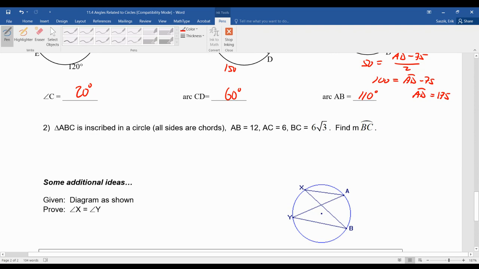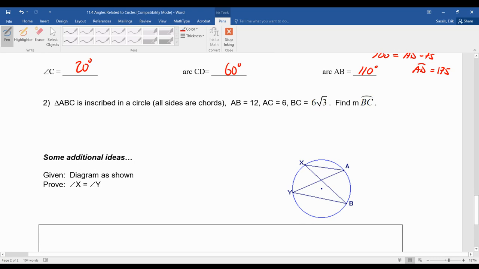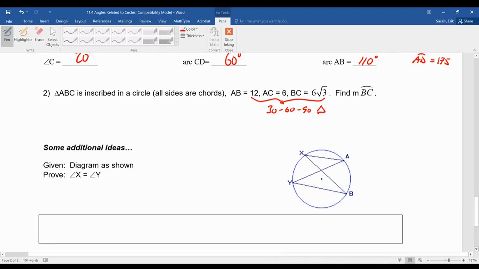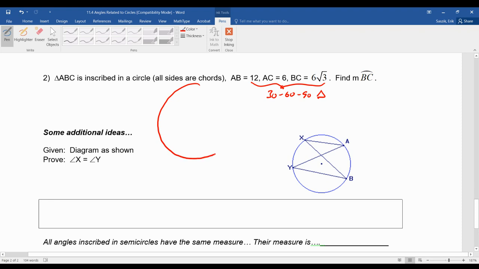Okay, ABC is inscribed in a circle. All the sides are chords. And we're asked to find... So let's just draw this out. But something that's smart is to look at this. If you look at these measures, I'm hoping you realize that this is going to be a 30, 60, 90 triangle. Okay. Has to be based on those relationships. So that means one of the angles is going to be 90 degrees. Now, if an angle is 90 degrees, I'm going to get ahead of myself here a little bit, but if an angle is 90 degrees, that means one of your chords must be a diameter. And I hope this makes sense. Let me show you why.